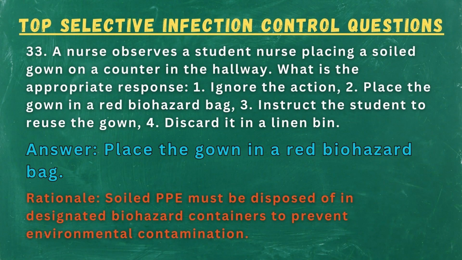33. A nurse observes a student nurse placing a soiled gown on a counter in the hallway. What is the appropriate response? 1. Ignore the action. 2. Place the gown in a red biohazard bag. 3. Instruct the student to reuse the gown. 4. Discard it in a linen bin. Answer: Place the gown in a red biohazard bag. Rationale: Soiled PPE must be disposed of in designated biohazard containers to prevent environmental contamination.